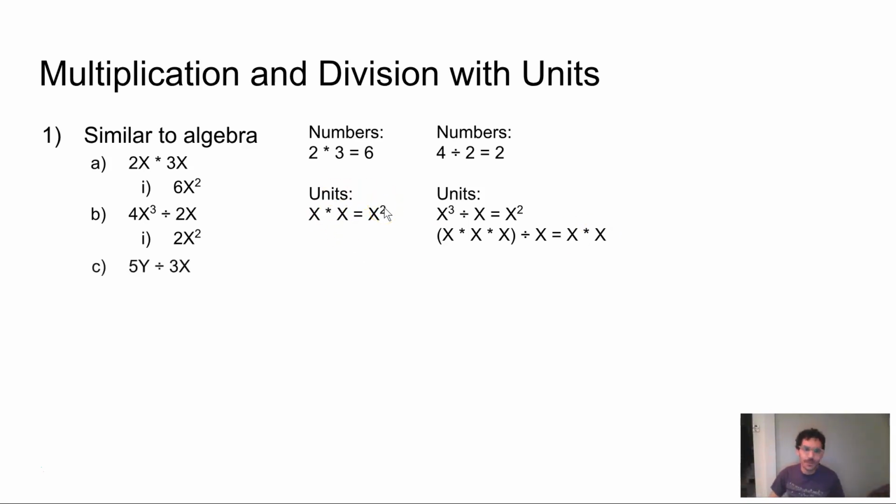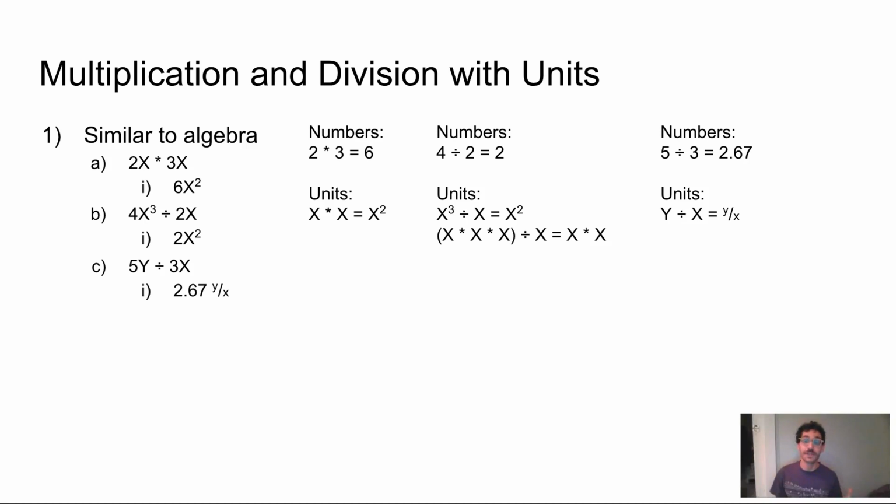Last algebra example, what if I do 5y divided by 3x? Pause the video and think about that. Well, my answer is going to be 2.67 y over x. And so what I'm going to do is the same old thing. I'm going to look at my numbers first and go, all right, well, 5 divided by 3, that gives me my 2.67.